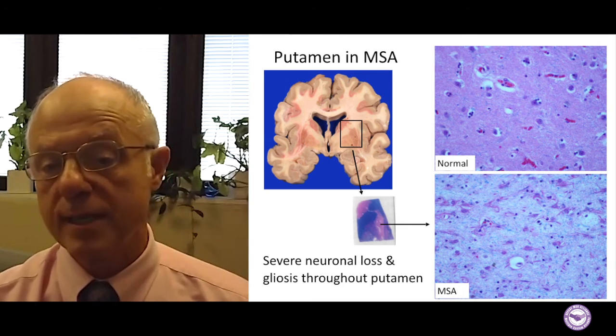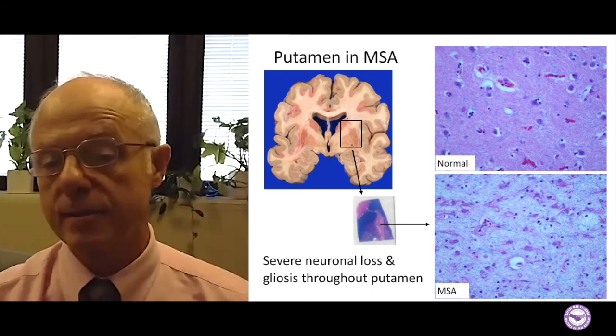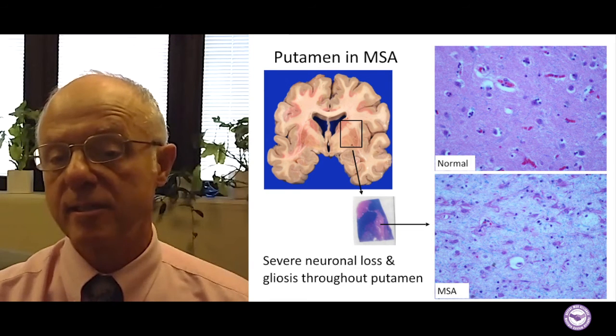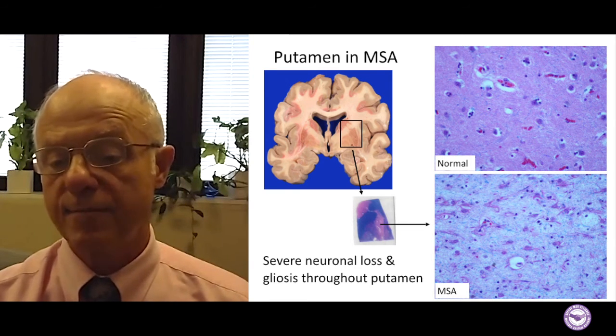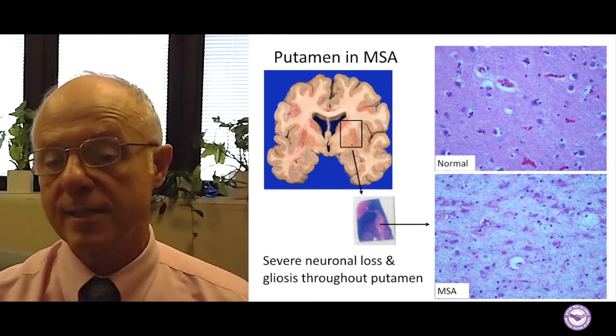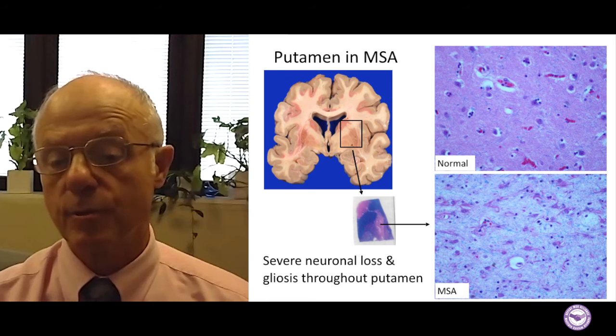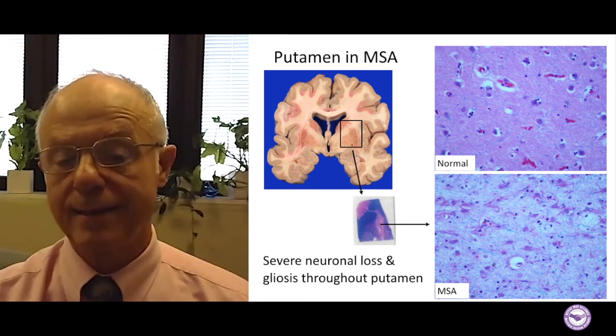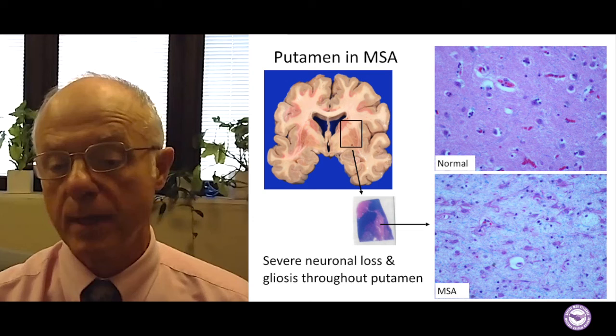And then the small cells here with the small nuclei are the glial cells, or astrocytes. Instead of being small and inconspicuous, they have proliferated. They also make cytoplasmic extensions called processes, and they form a very loose meshwork. So this is the neuronal loss and the gliosis throughout the putamen.